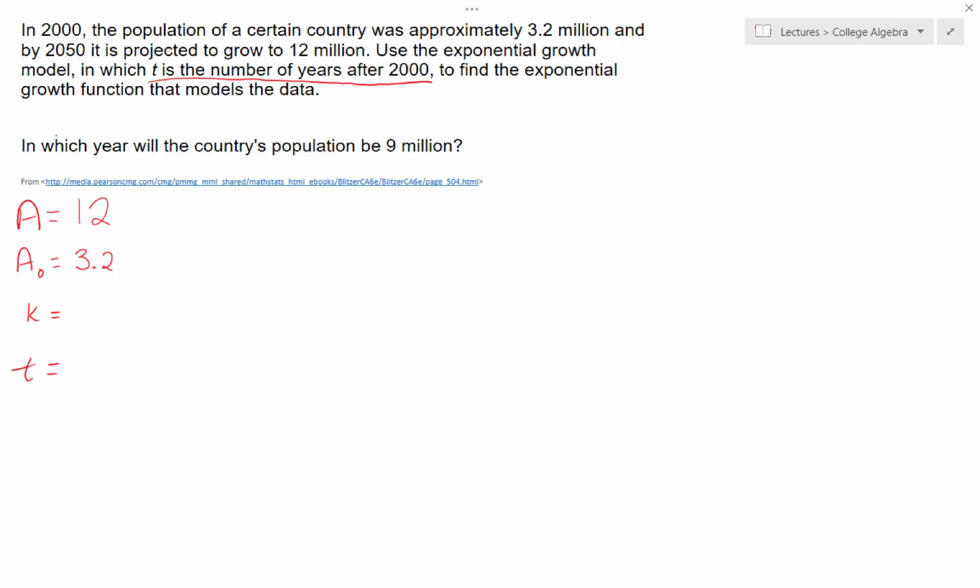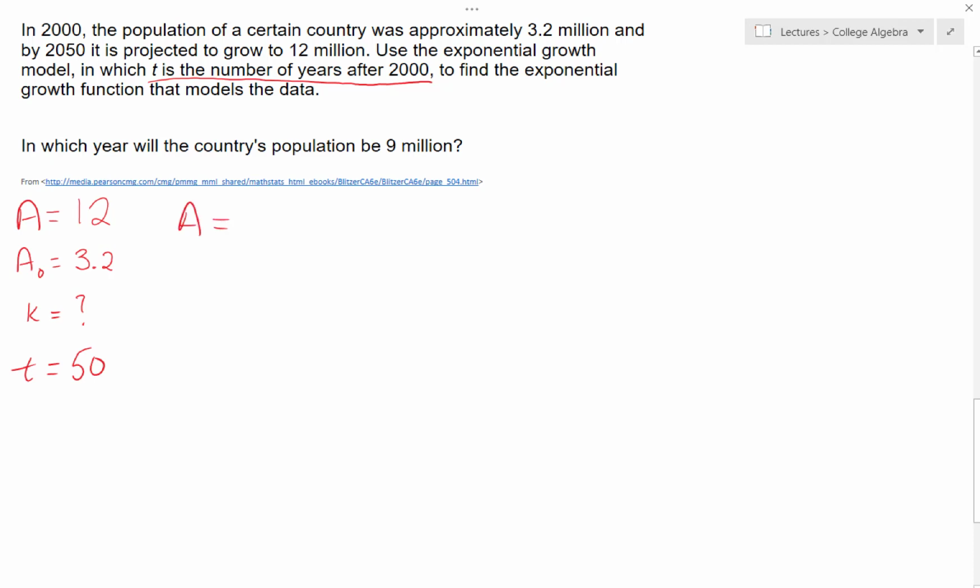K, who knows what k is? This is the start of the problem. Most of these problems, I won't say all because I haven't seen all possible problems, but most of these problems start off with solve for k. So k is, I have no idea, question mark. So then what is t? T is the amount of time that has passed. So if I've gone from 2000 to 2050, I'll give you a second, how much time has passed? Exactly, 50 years.